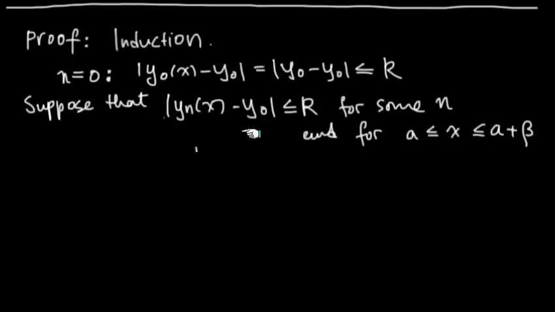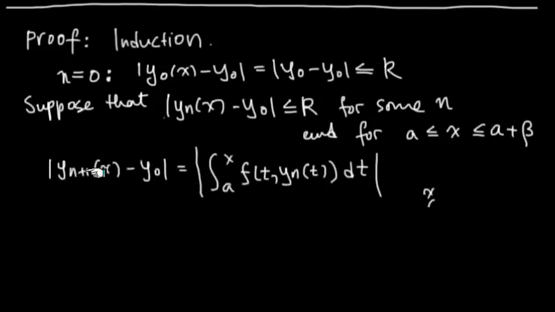Rather than repeating this over and over, we'll just make this general statement. If we have established the fact for some particular n, we can show the statement with index n plus 1 is also true. That can be logically deduced from this condition and other conditions given in the statement. And of course, the way to relate yn plus 1 with yn is through the Picard iteration. So you can see this is exactly the Picard iteration rearranged with absolute value around it.